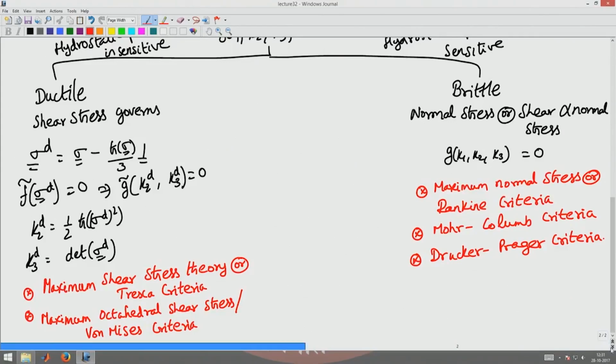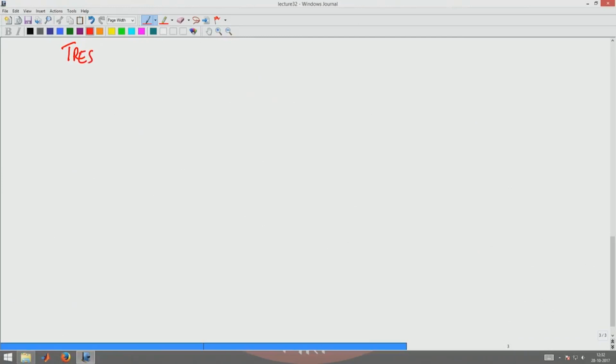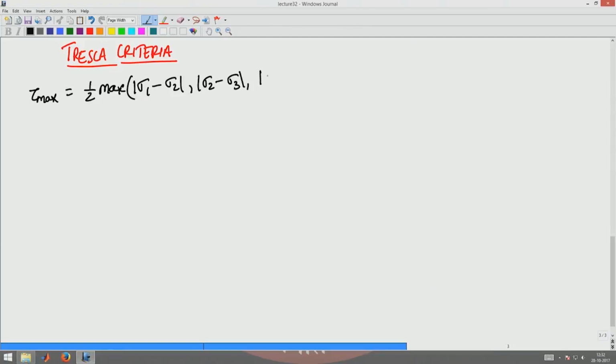Let us start with Tresca criteria. What this criteria tells us is that the maximum shear stress in the body, which is given by 1/2 times the maximum of the absolute value of sigma 1 minus sigma 2, the absolute value of sigma 2 minus sigma 3, and the absolute value of sigma 3 minus sigma 1, should be less than or equal to kappa, where this is a material parameter, just like Young's modulus or Poisson's ratio.